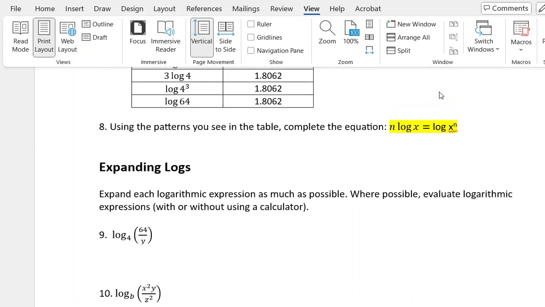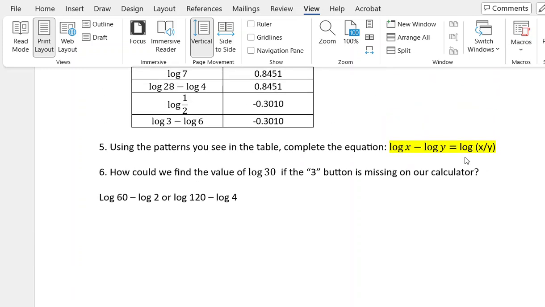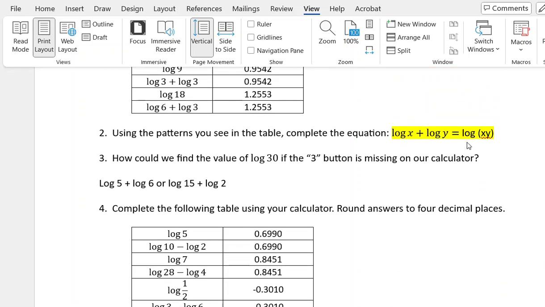The first is that if we have the log of something raised to a power, we can move the power to the front of the log. So going from the right side to the left side here. The second is that if we have the log of two things that are divided, we can break them up into separate logs with subtraction in between. And the third is that if we have the log of two things that are multiplied together, we can break them up into separate logs and separate them with addition.